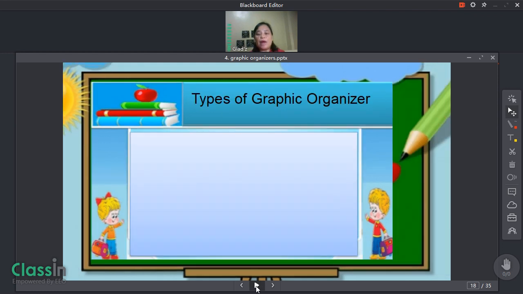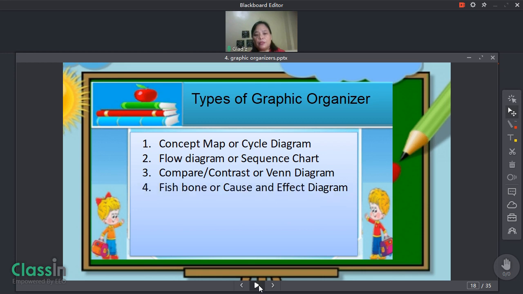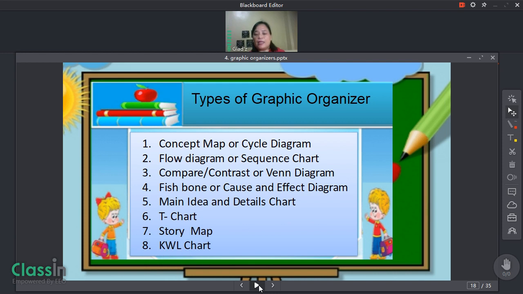So let's now proceed to the types of graphic organizers. So we have the concept map or the cycle diagram, flow diagram or sequence chart, compare-contrast or Venn diagram, fishbone or cause and effect diagram, main idea and details chart, T-chart, story map, and then last but not the least, we have the KWL chart. Okay, but then class, these are only a few of the many types of graphic organizers. So let us discuss them one by one.